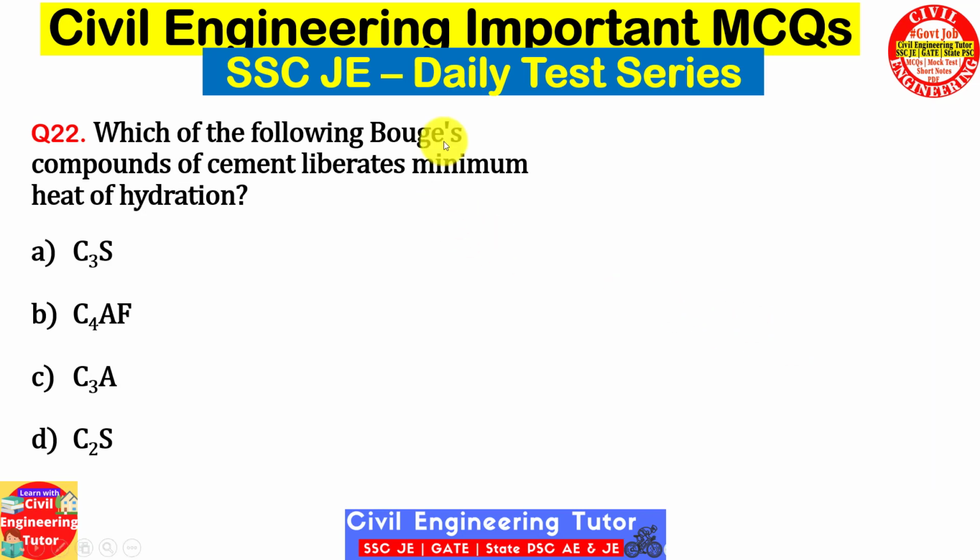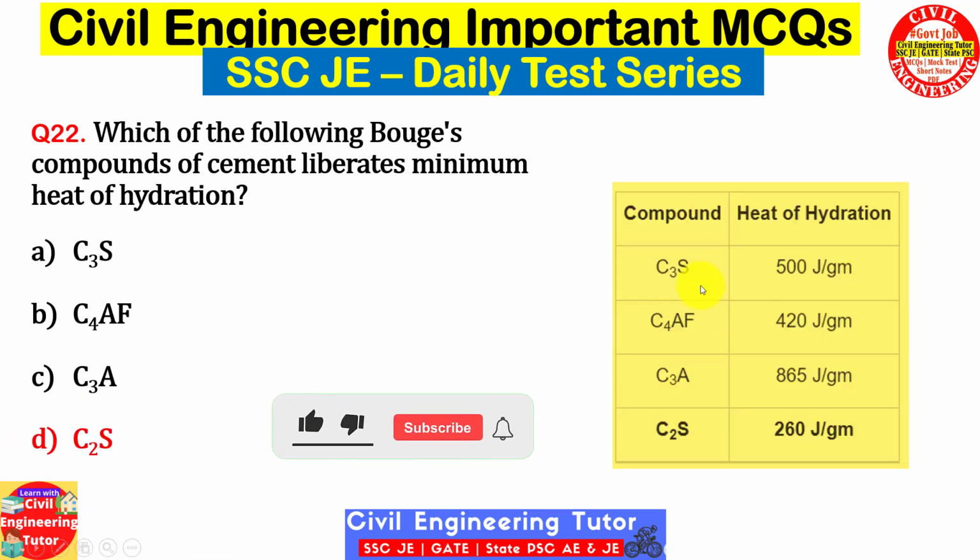Next question: which of the following Bogue's compounds of cement liberates minimum heat of hydration? You have four compounds, that is C3S, C4AF, C3A and C2S. So we have to find the compound that liberates minimum heat of hydration. We can understand from here that the compound which reacts slowly will liberate minimum heat of hydration, and we know that C2S reacts very slowly. So here the correct answer will be C2S.